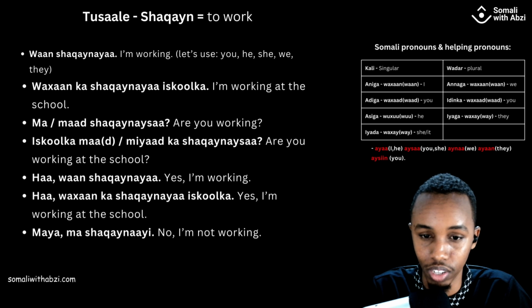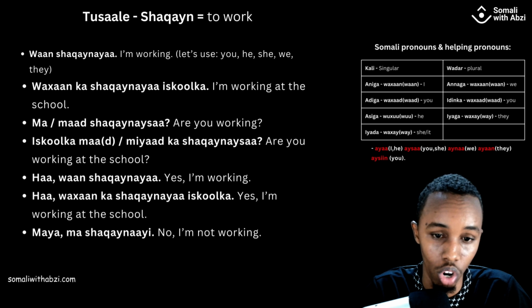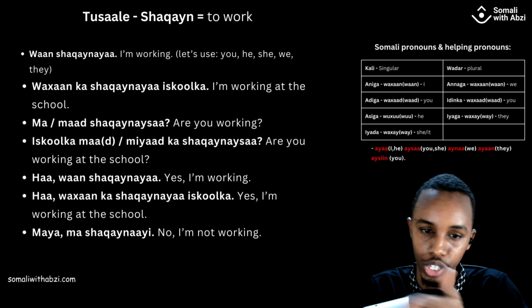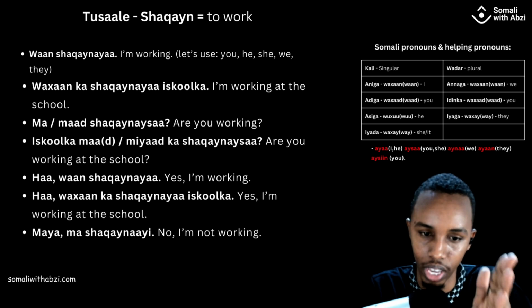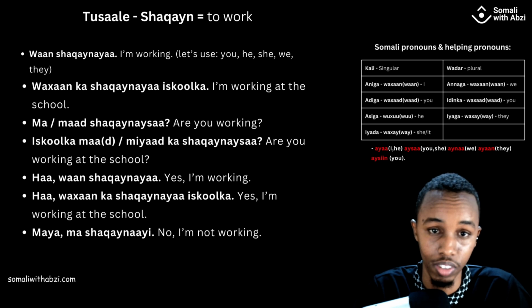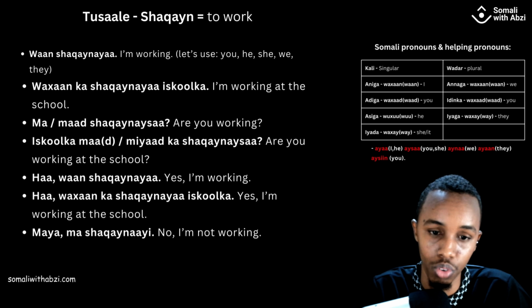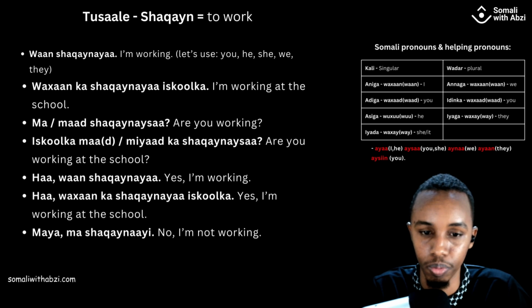So the complete answer is, yes, I'm working. Ha waan shaqaynayaa. But you don't have to use all of it. You can just say only waan shaqaynayaa without mentioning ha, or only say ha. So if I say to you, ma shaqaynaysaa, you can just say ha. Or you can just say waan shaqaynayaa, like that. The next sentence was a complete question. Are you working at the school? Skolka ma ka shaqaynaysaa? So you would just say ha only, or you just say waan ka shaqaynayaa only. You don't have to say ha waxaan ka shaqaynayaa skolka. This is very useful, to say ha.